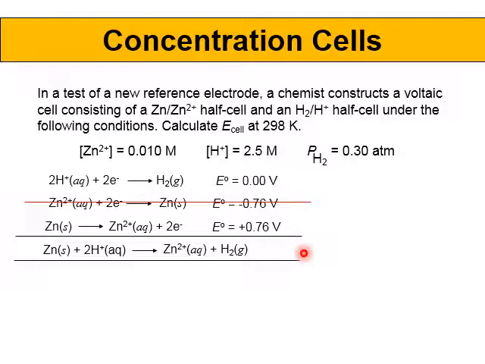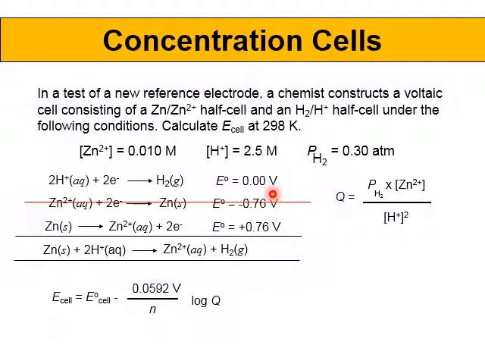Now you have to use the Nernst equation. E cell is equal to E naught cell minus 0.0592 volt over n times log Q. n is 2, correct? Yes, n is 2. E naught cell is the final value of those two. And Q is now product over reactant. Your products are zinc and hydrogen. Hydrogen gas is involved because it has been stated here, reference electrode and hydrogen gas. It gives you the value as well, 0.3 atm, so it has to be included.